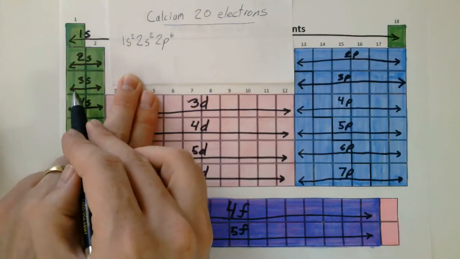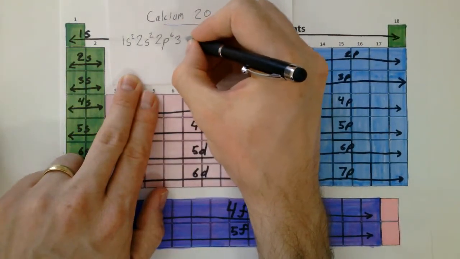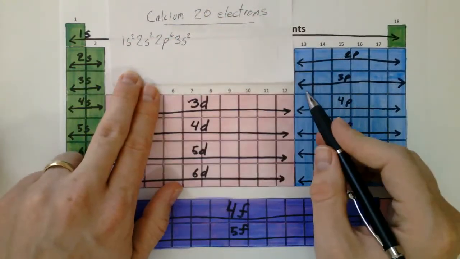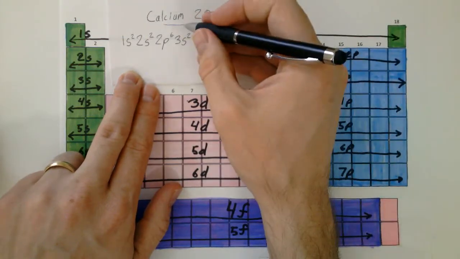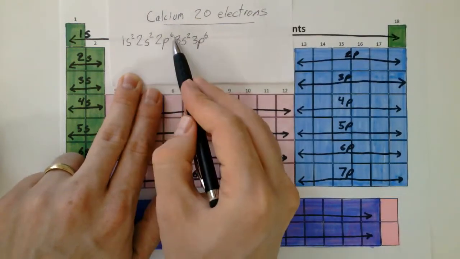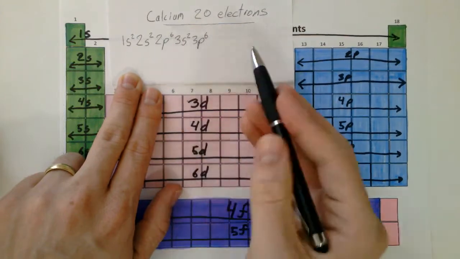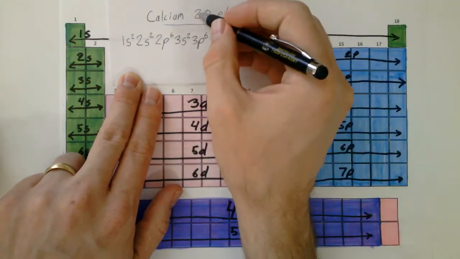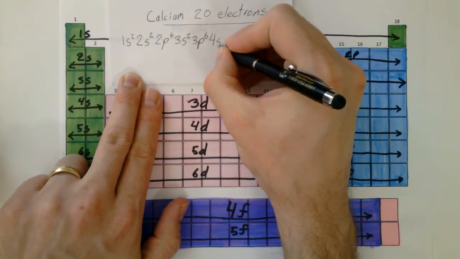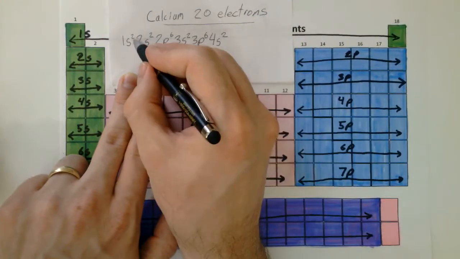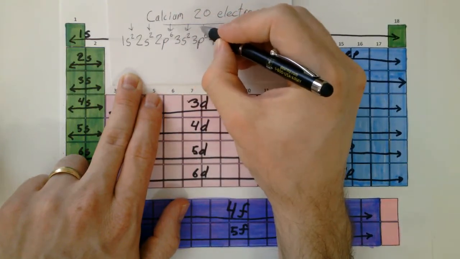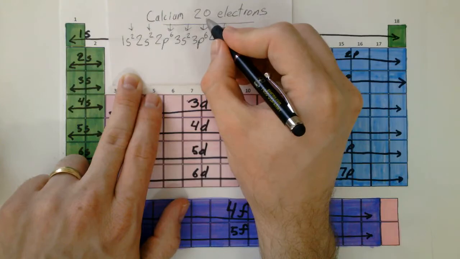And then that's full, so we go to the 3s. We're going to fill that up with 2 electrons. And now that that's full, we have 12 electrons. So we go over to the 3p, and we're going to add 6 more electrons. So you can see we've got 10 here, and 2 plus 6, that gives us 18 electrons. We have room for 2 more if we want to get 20. And so we go to the 4s, and we put the last 2 electrons in there. And if you add all of these up, then you can see that that gives you a sum total of 20 electrons.